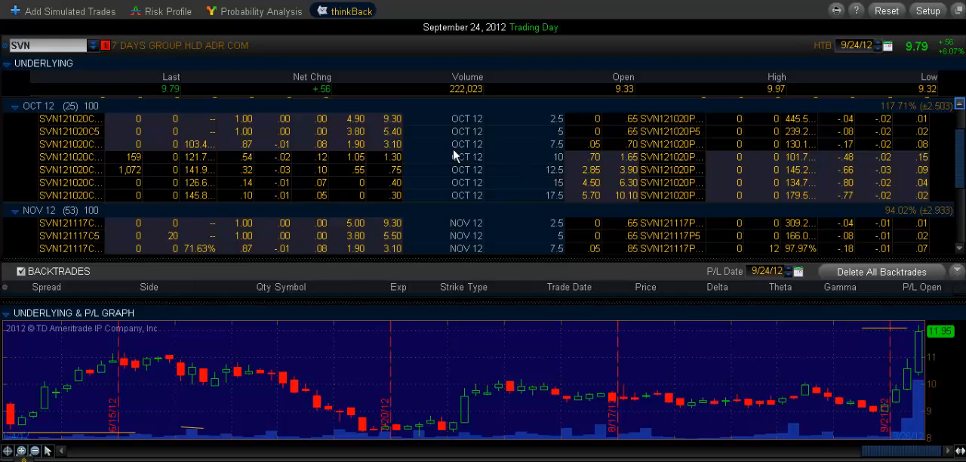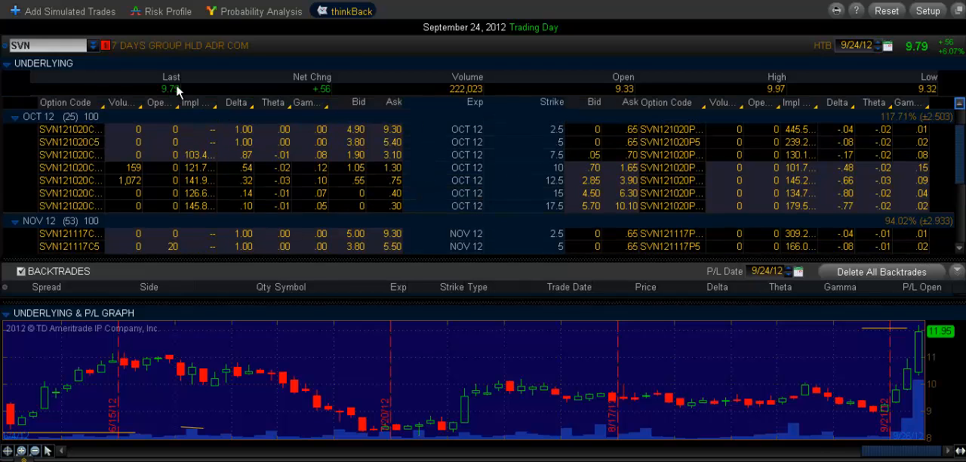So the option activity in this was, at the time, I believe 60 times the typical volume traded. And when we look here, the closing price on shares was $9.79 and they were up a little bit. Volume was 222,000 shares for the day. Opened at 9.33, hit a high of 9.97 and a low of 9.32.